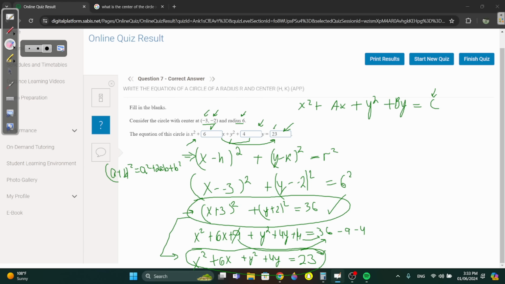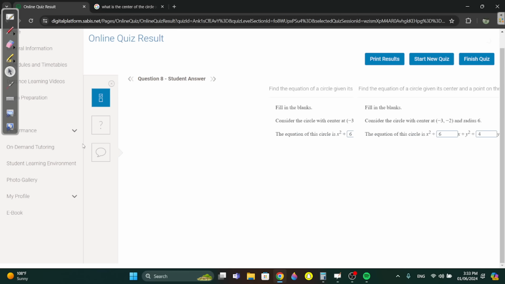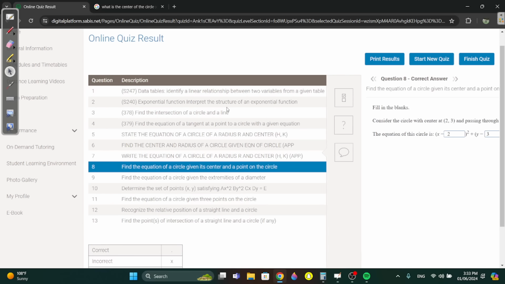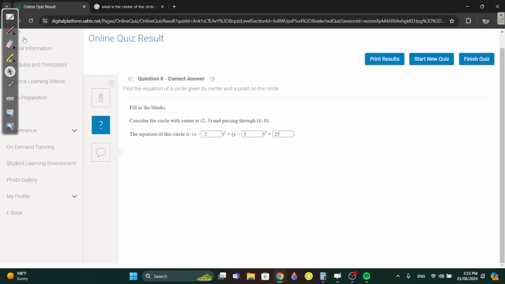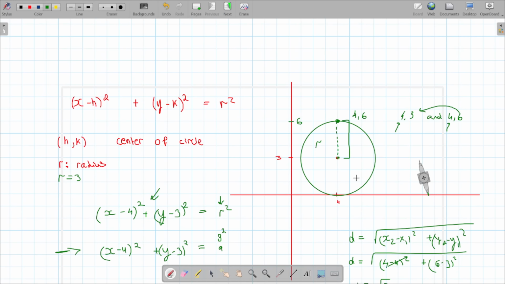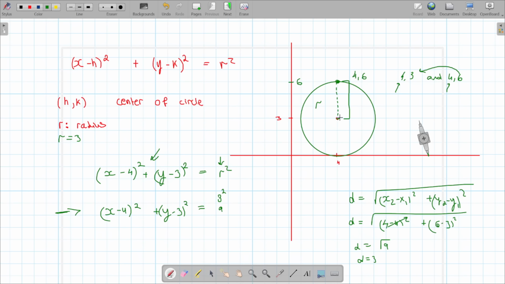Question 8. How many questions is 13? This one here, very easy. Consider the circle with center at (2, 3) and passing through (6, 0). They gave us the center, but they didn't give us the radius; they gave us another point. So like how I gave you here, let's say they give you the center and another point, and you're asked to find the radius. You have to apply the distance formula.